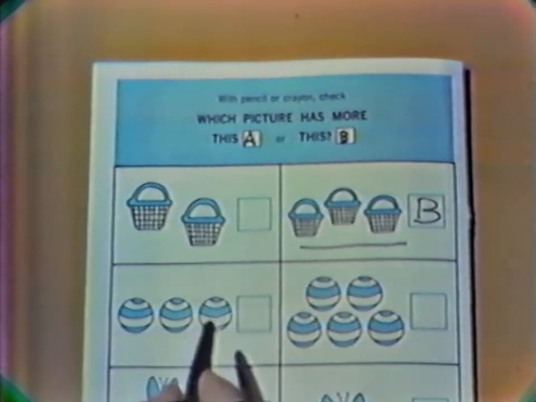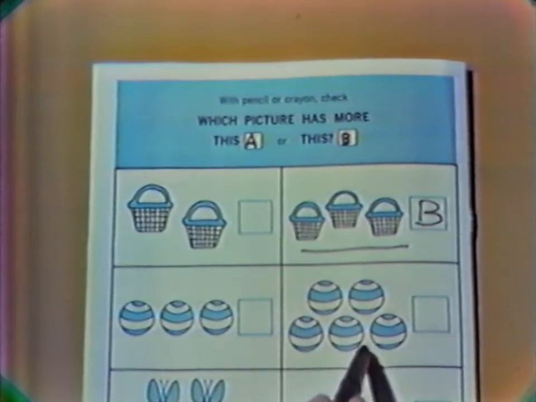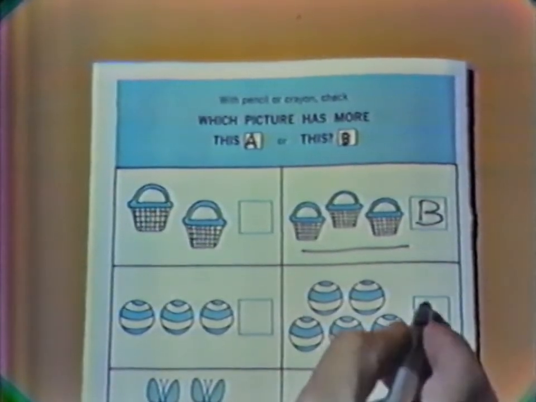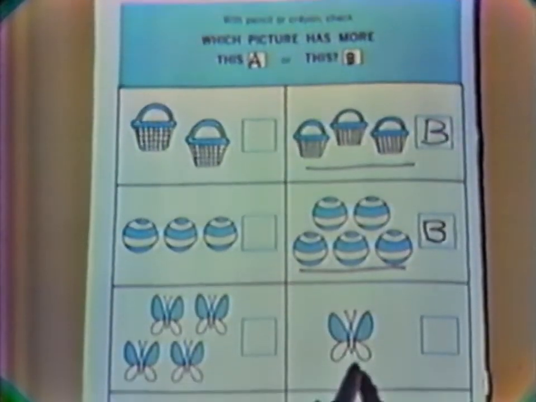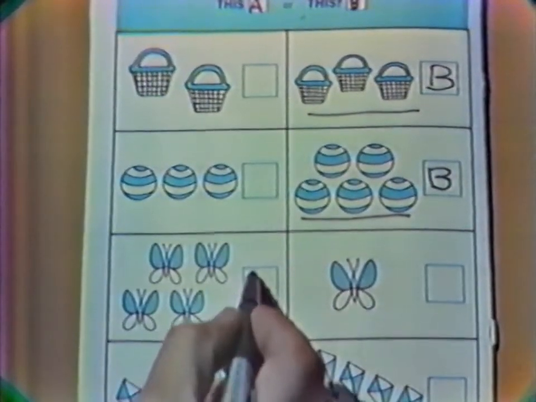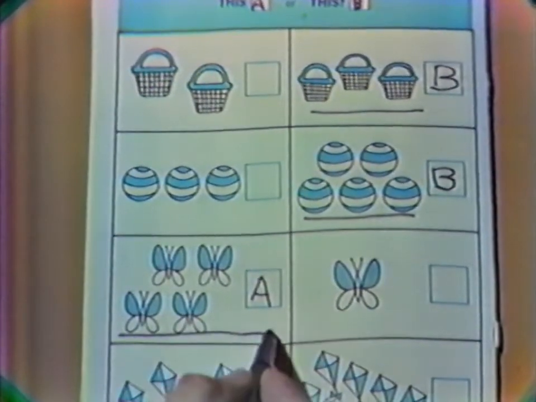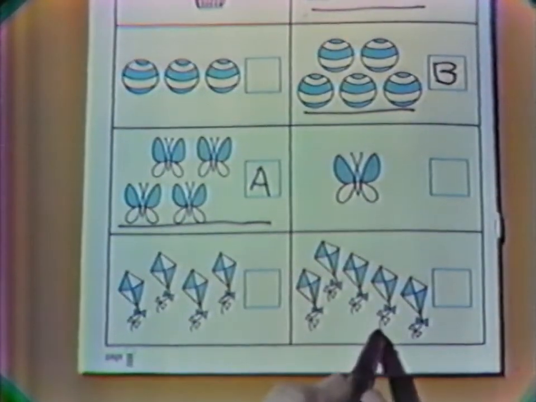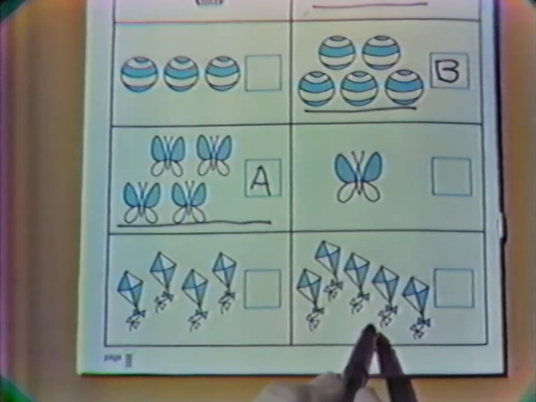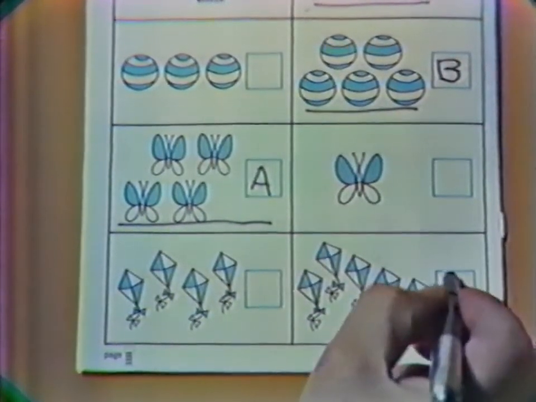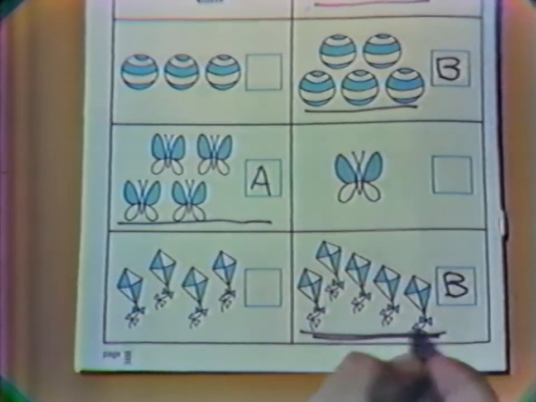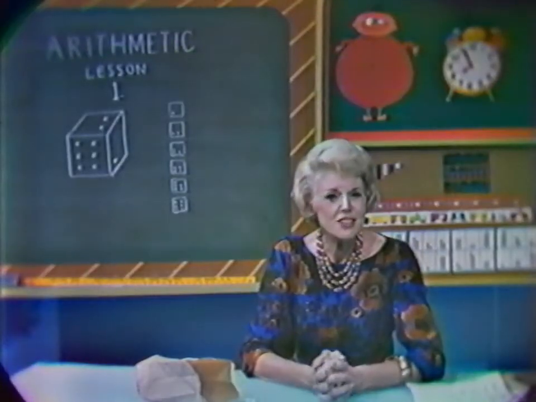Which has more balls, A or B? I heard you. B again. Now, which has more butterflies, A or B? Right, A has more. Which has more kites, A or B? Look again. A or B? Right, B.